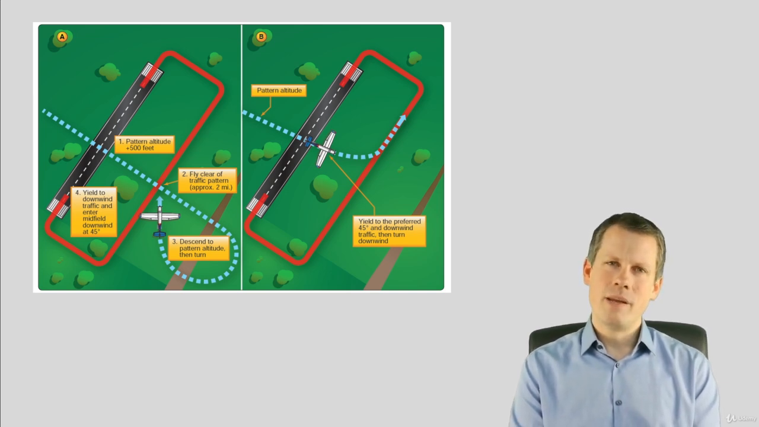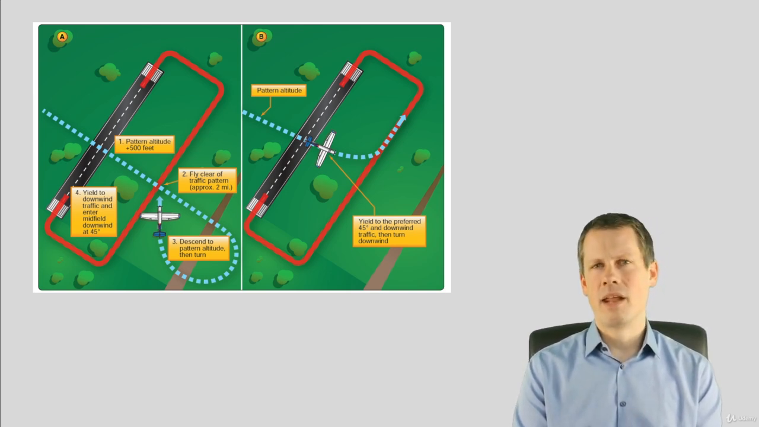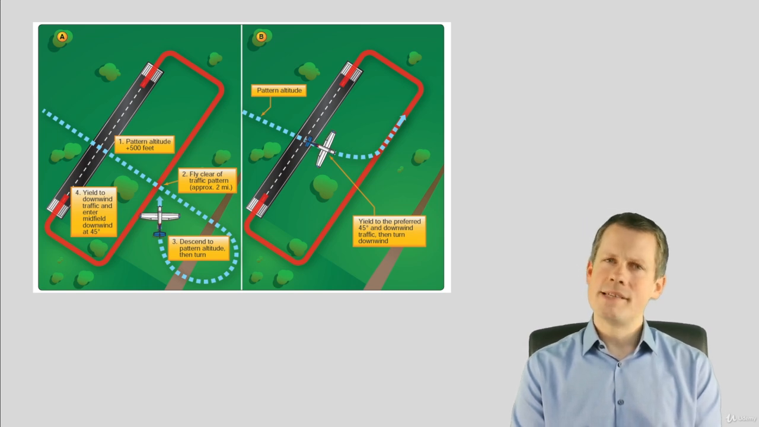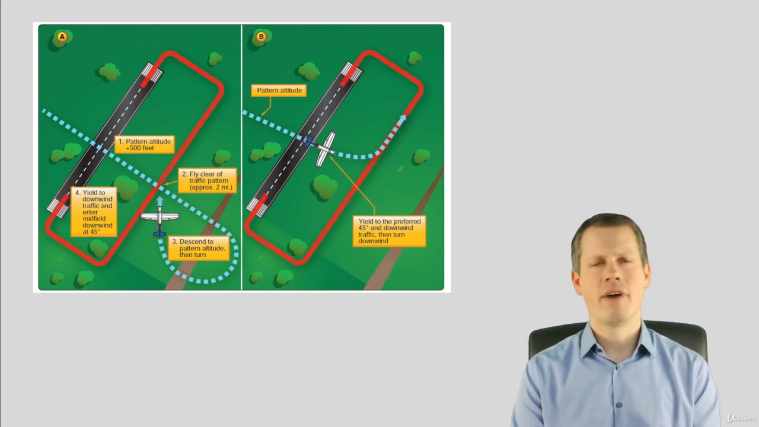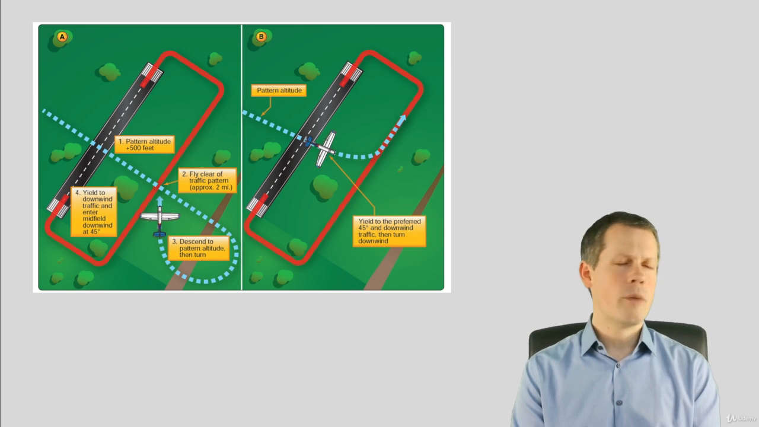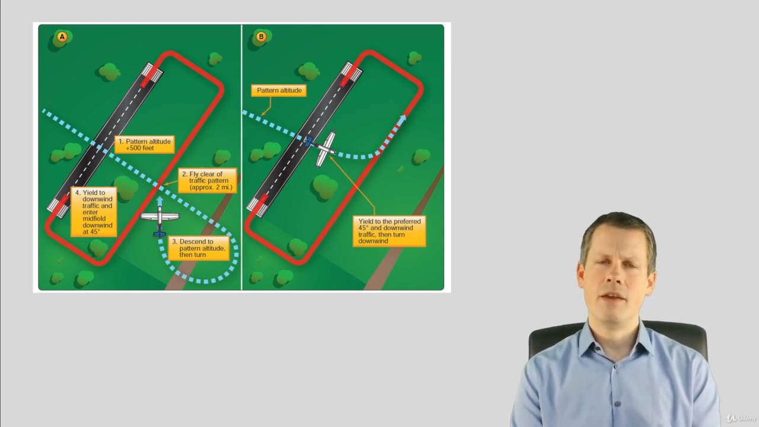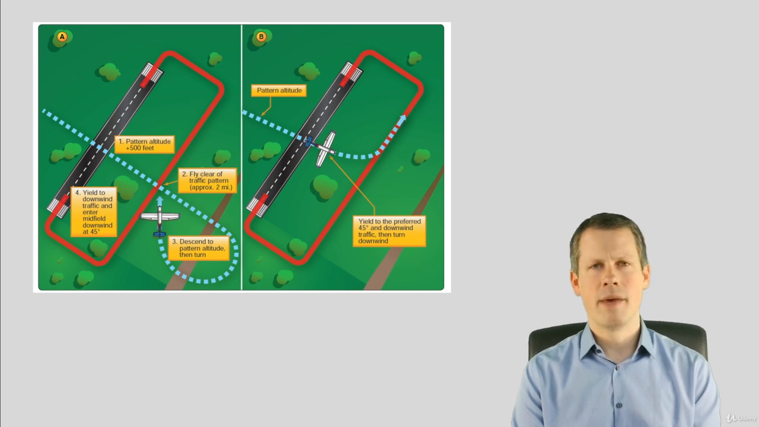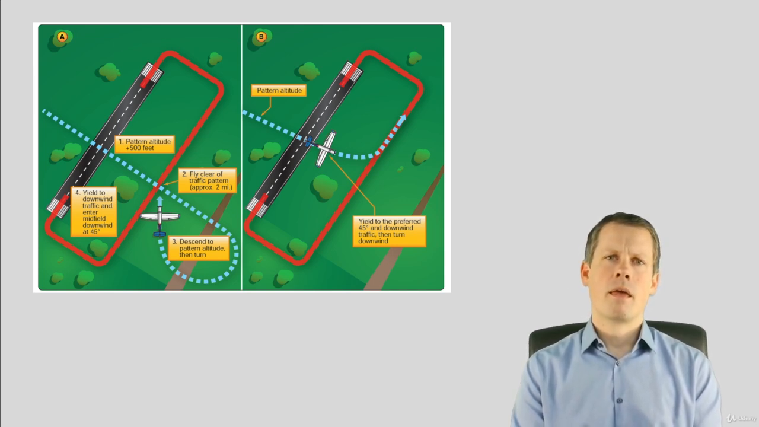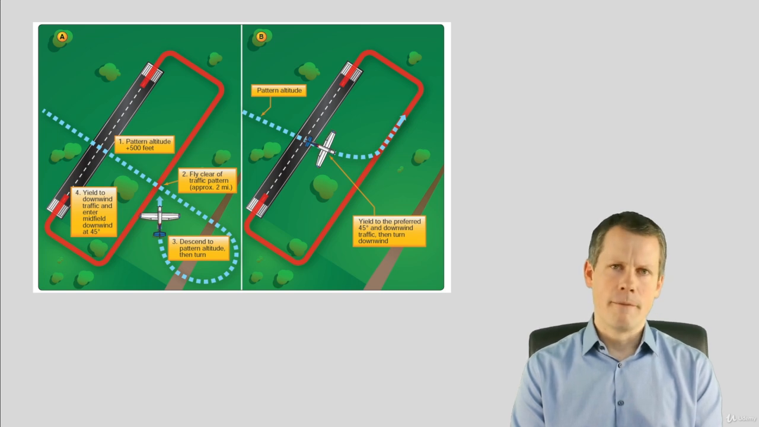Now the correct entry depends on whether you're coming from the dead or the live side. One very standard and common entry into the pattern at uncontrolled airfields is to fly a 45-degree entry into the downwind. This gives you the opportunity to check for traffic visually, and then you enter the downwind approximately in the middle of the runway, abeam the middle of the runway, or even a bit earlier.